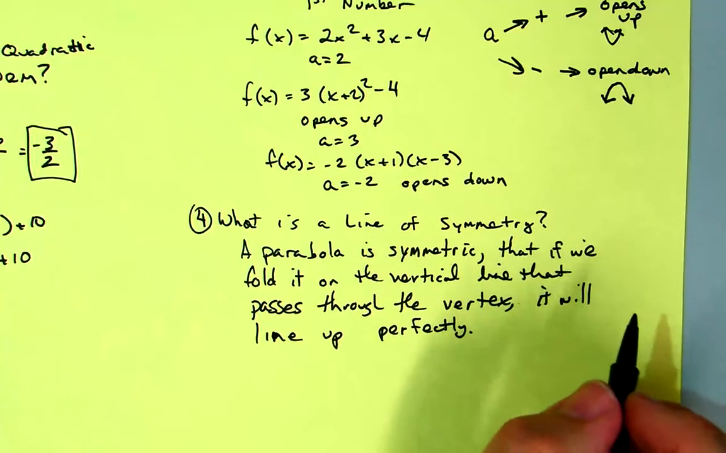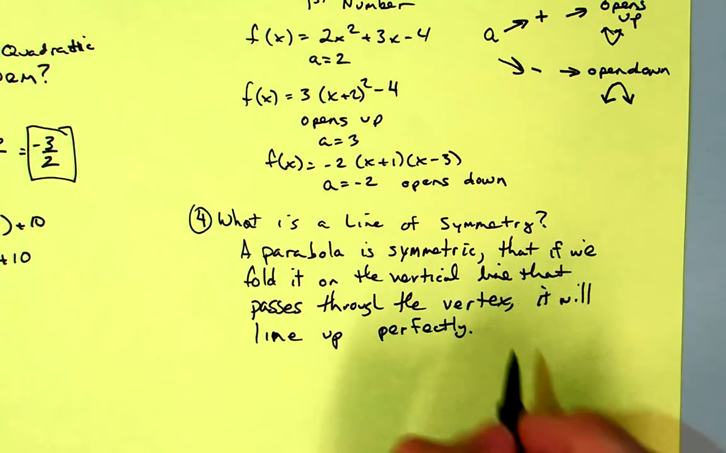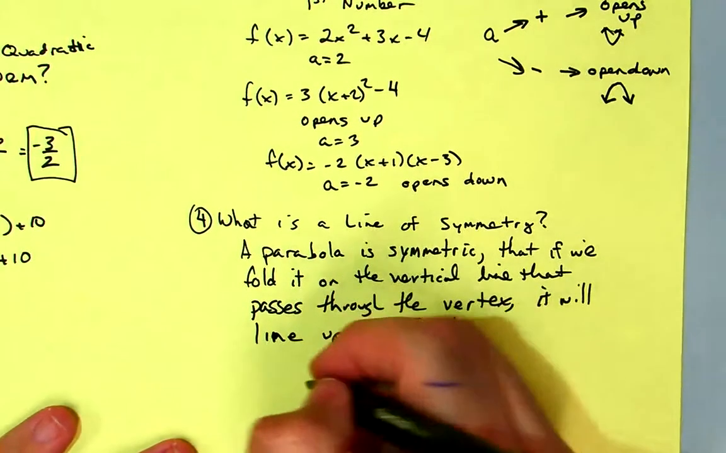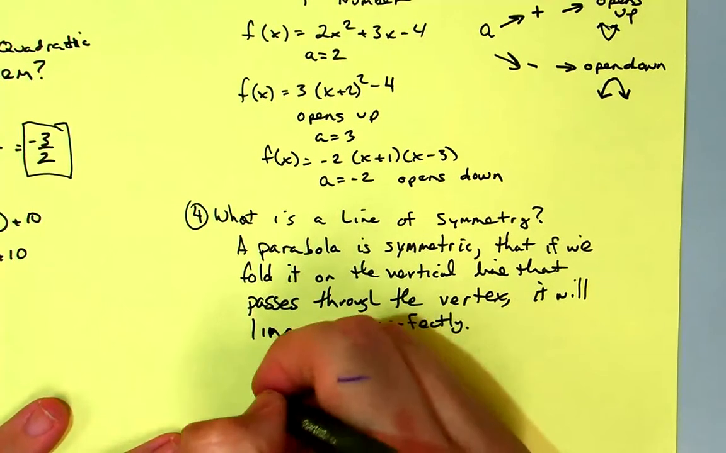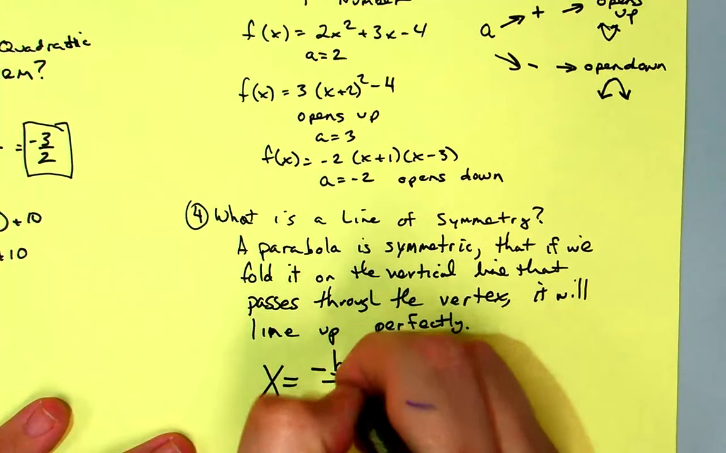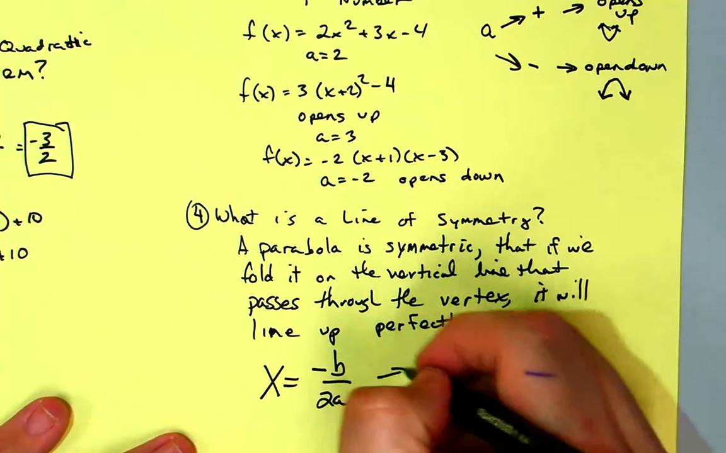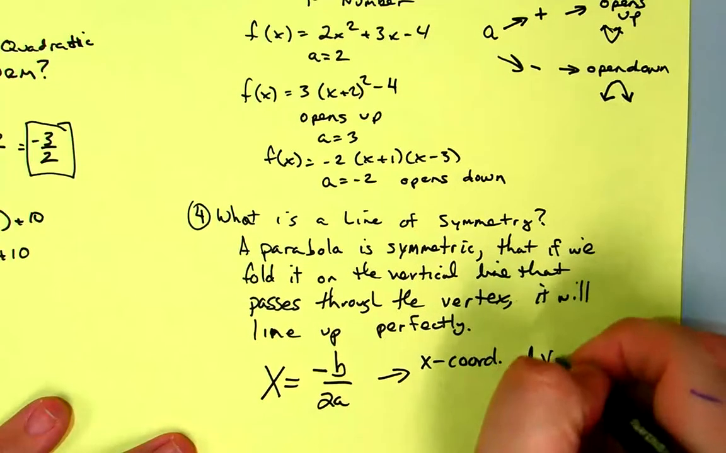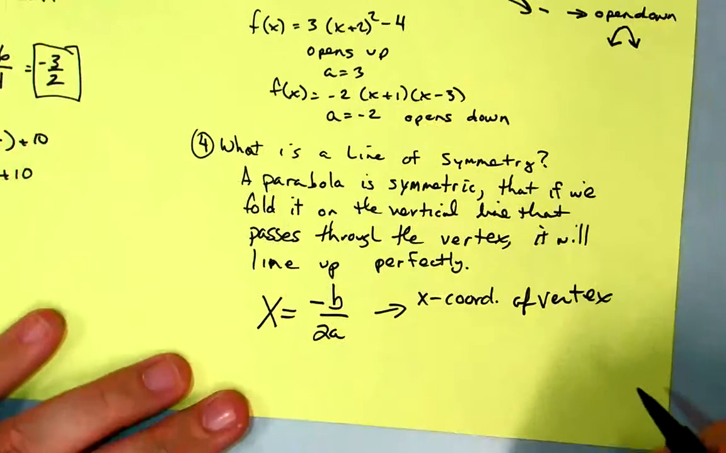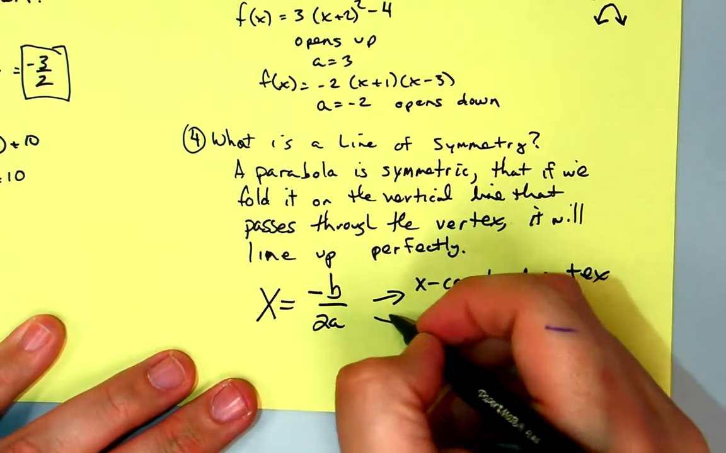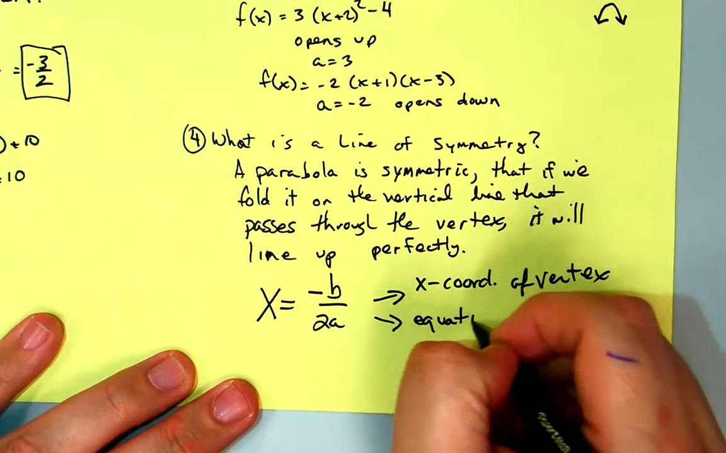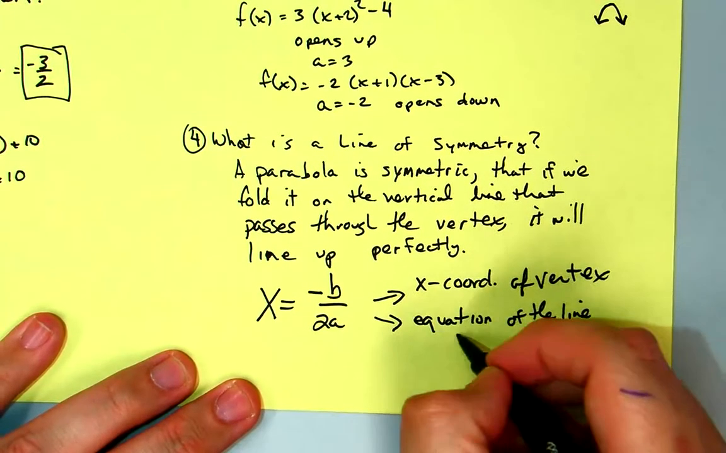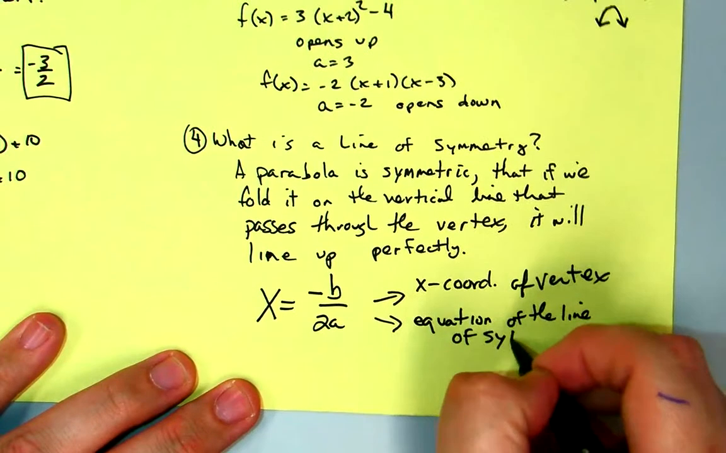Because we're squaring it, if you square negative 1, you get a 1. If you square 1, you get a 1. You're going to get the same value if you're on either side. So the line of symmetry can actually be found by x is equal to negative b over 2a, which is not only the x coordinate of the vertex, but it's also the equation of the line of symmetry.